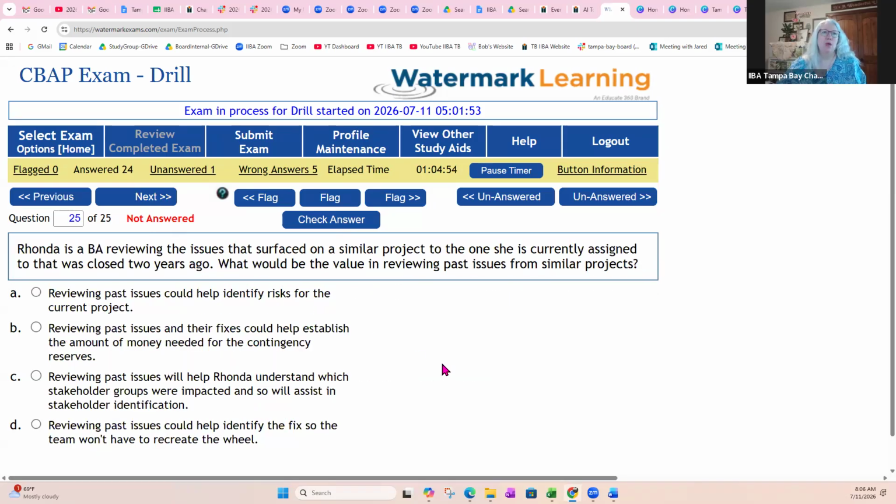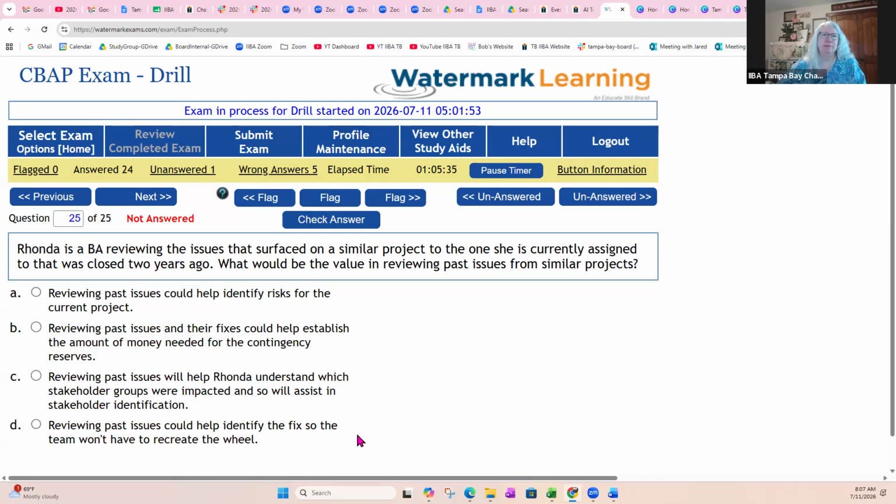Rhonda is a BA reviewing the issues that surfaced on a similar project to the one she's currently assigned to that was closed 2 years ago. What would be the value of reviewing past issues from similar projects? A: Reviewing past issues could help identify risks for the current project. B: Reviewing past issues and their fixes could help establish the amount of money needed for the contingency reserves. C: Reviewing past issues will help Rhonda understand which stakeholder groups were impacted and so will assist in stakeholder identification. D: Reviewing past issues could help identify the fix so the team wouldn't have to recreate the wheel.